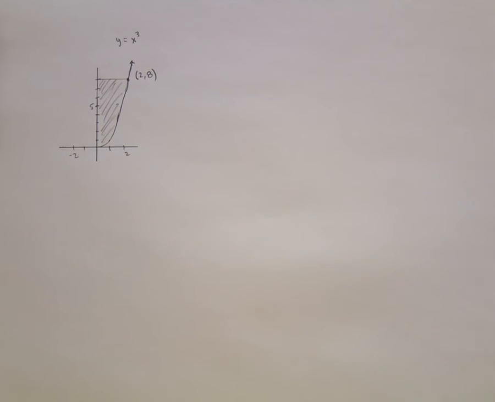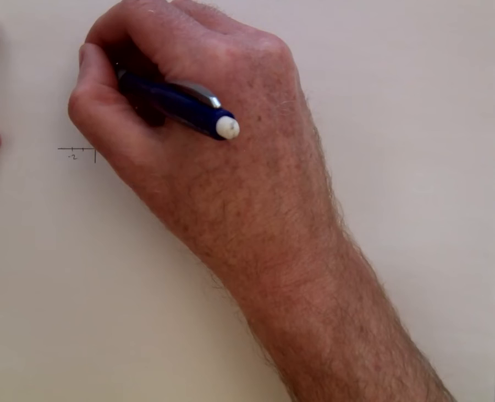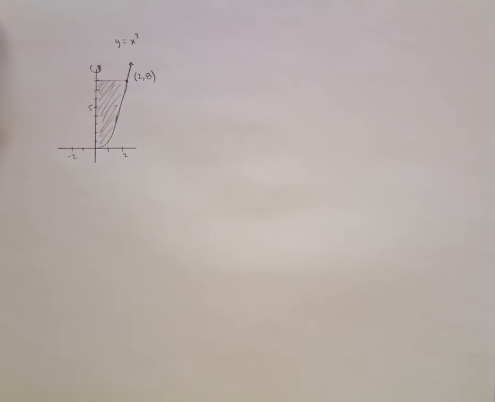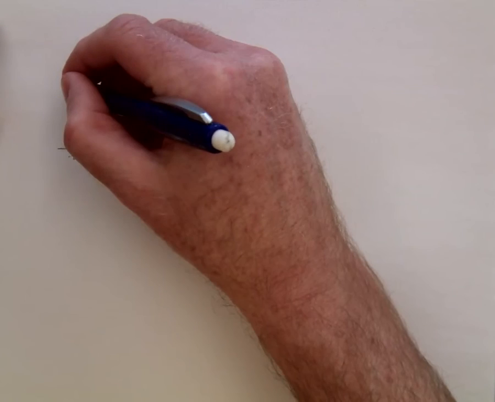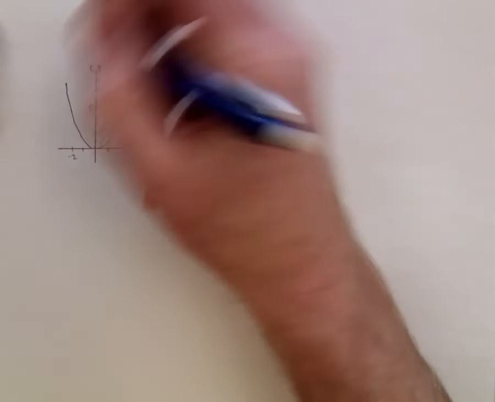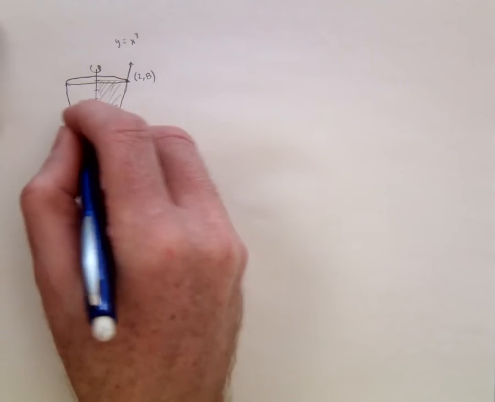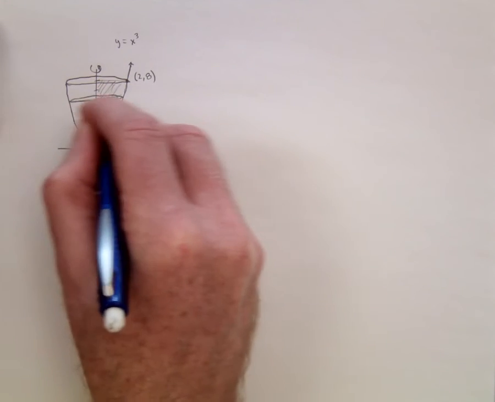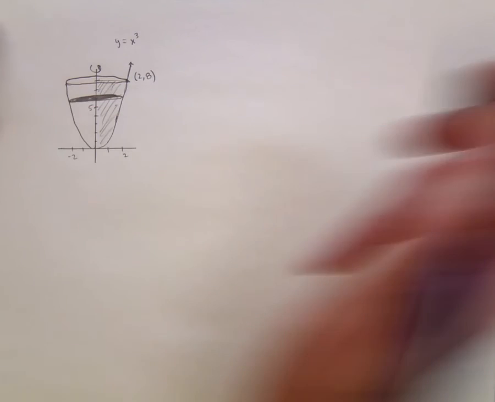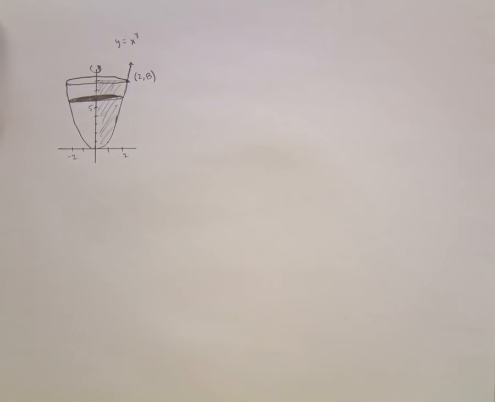Final example of this video, and we're going to mix it up a little bit by sending this figure around the y-axis. So this is y equals x cubed, the y-axis, and the line y equals 8 for boundaries. And send this thing around the y-axis. I'm going to have a situation where now my circular cross-sections have a different orientation. They're now perpendicular to the y-axis, and what's that going to mean?